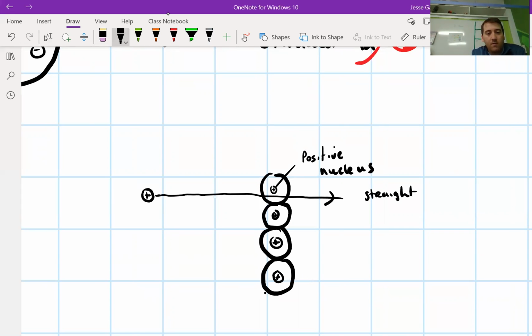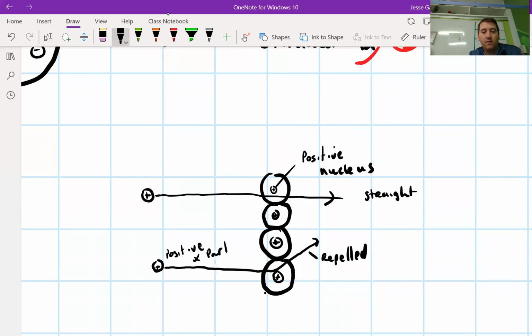But sometimes, because it is positively charged, if it goes close enough to the nucleus, then it will get repelled because the nucleus is also positive. So this here shows repelled. Because they are both positive, they repel. So this is a positive alpha particle, and the nucleus is also positive. We should definitely be using the word repelled.